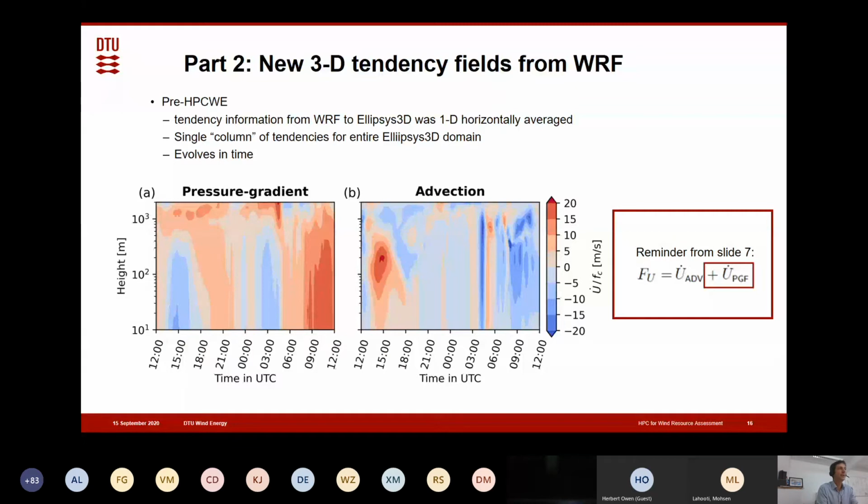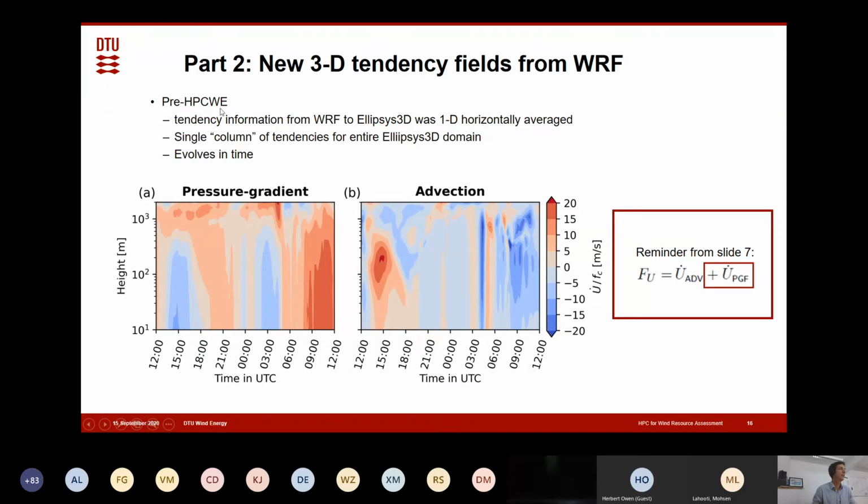So part 2 is about new 3D tendency fields from WRF. As a reminder from slide 7, these tendencies were height and time dependent only. And then I've just talked about this averaging of the PGF, the pressure gradient forcing. But now, Dalibor has been working on making it so that it's no longer a 1D horizontally averaged column that is affecting the whole LES 3D simulations.